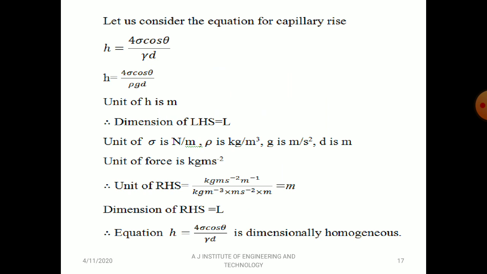So that is given by H equal to 4 sigma cos theta divided by gamma d, or H equal to 4 sigma cos theta divided by rho g d. That is, you can replace gamma by rho g, that is the specific weight. So the unit of H, the capillary rise, is meter. So the dimension of LHS equal to L.